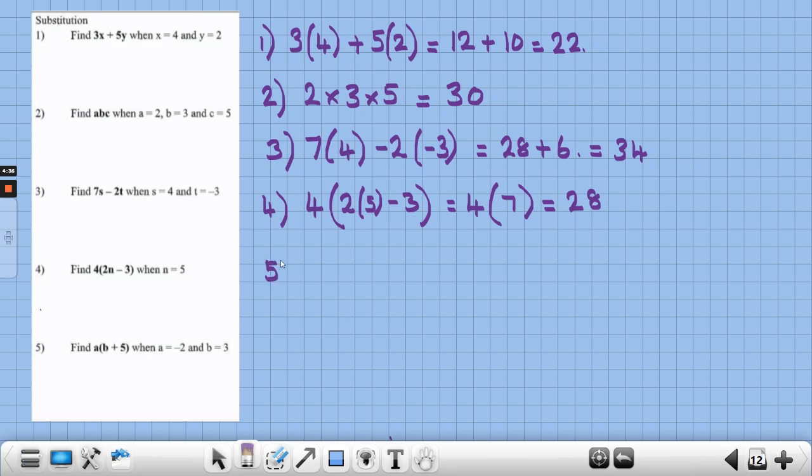And finally, we've got, oops, sorry, I've put an A there. A equals minus 2. So we've got minus 2, and then bracket B is equal to 3 plus 5. Okay, let's do inside the bracket first. 3 plus 5 is 8. So we've got minus 2 bracket 8. Minus 2 times positive 8 is going to give us minus 16. And that is the end of this exercise.